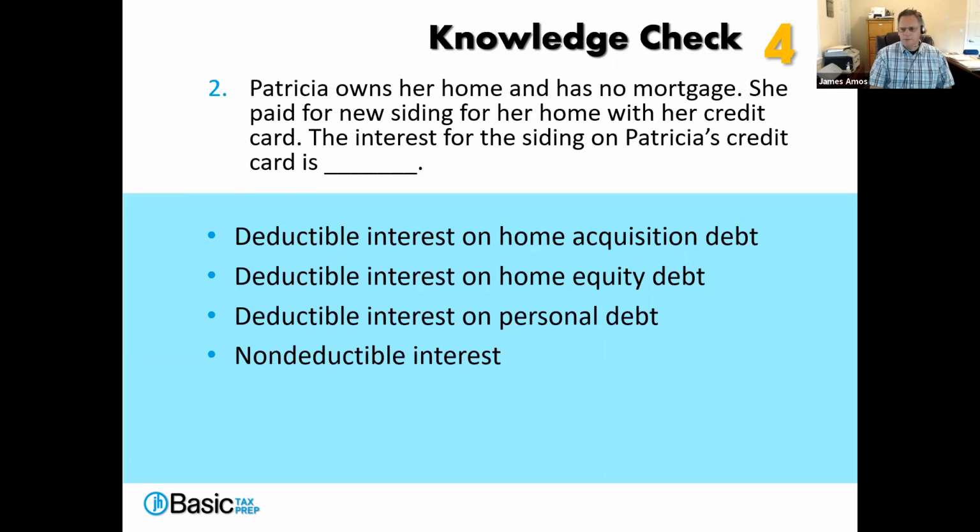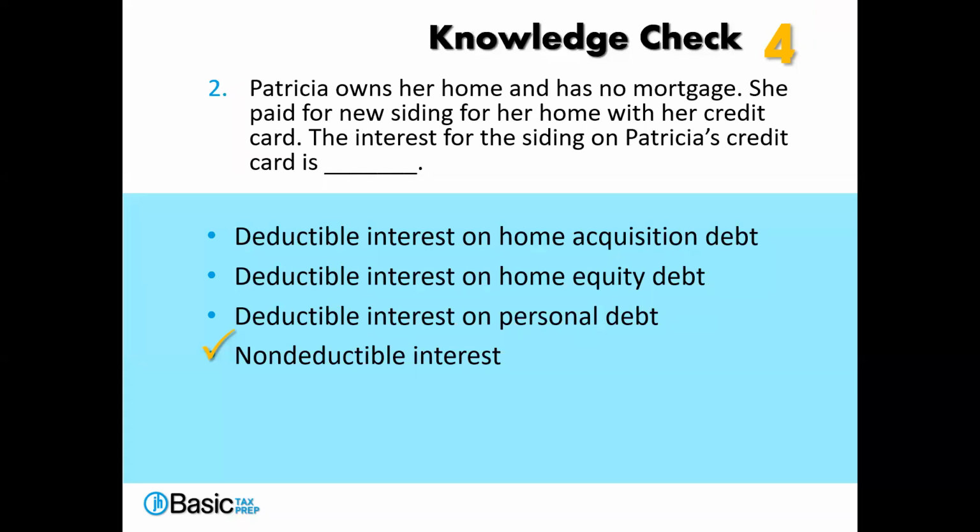So I've heard two people already answer not deductible. Yeah, I agree with that. Okay, you guys are right. Now, let's change this slightly. What if she had gotten a line of credit against her home and then used it to improve her home and paid interest on the line of credit? Could she have deducted it?